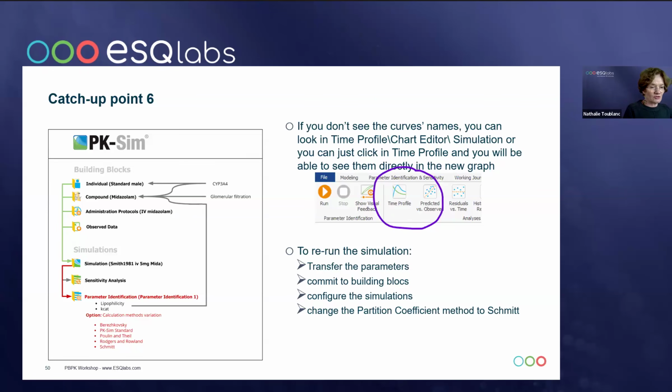And then to rerun the simulation, you transfer the parameters, then you commit to the building block to make sure that the building blocks are synchronized with the values that you've got in your simulation. And then you configure the simulation so that you change the partition coefficient method to Schmidt or to Rodgers and Rowland, depending on the method that you choose yourself.